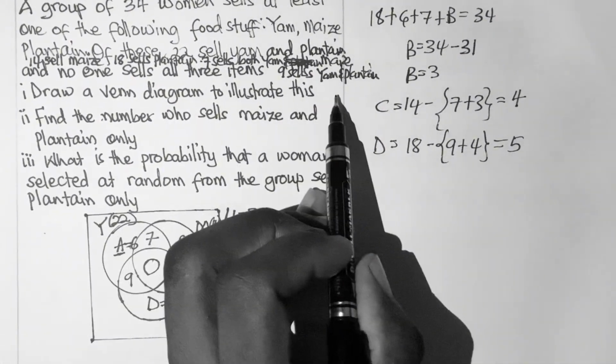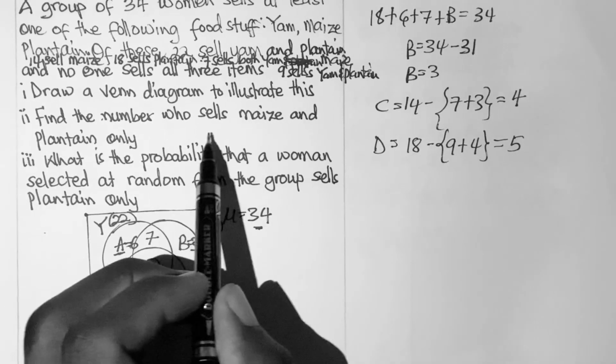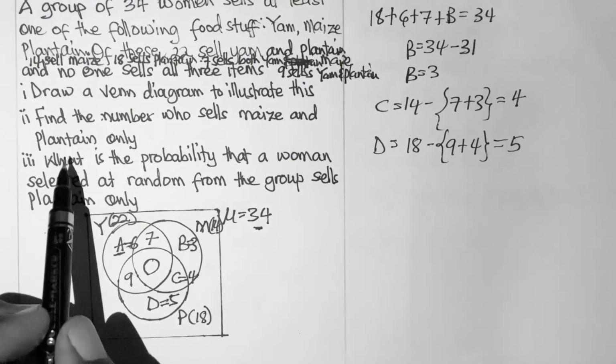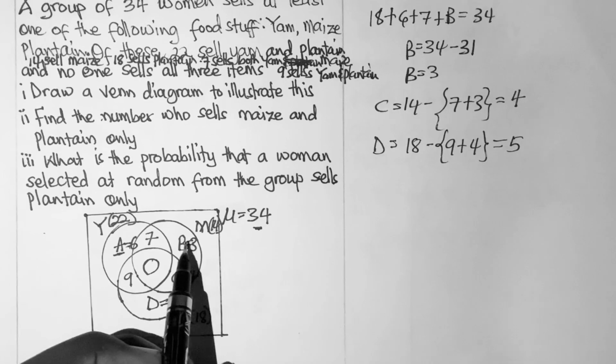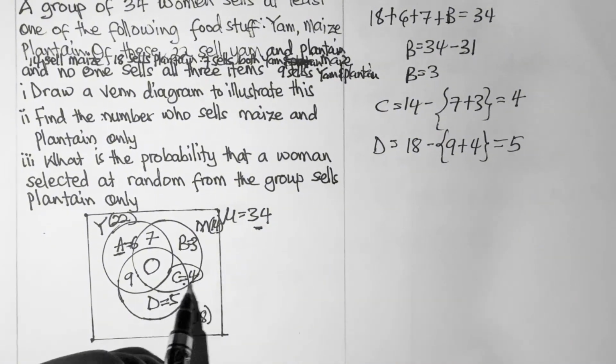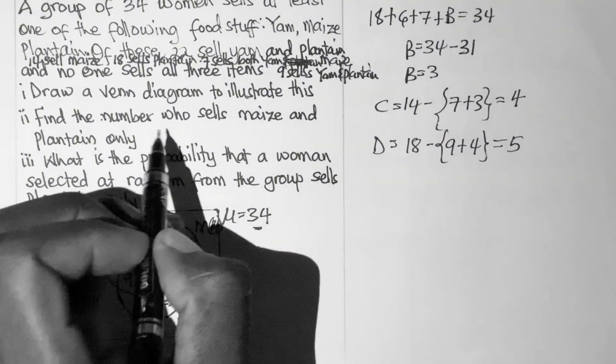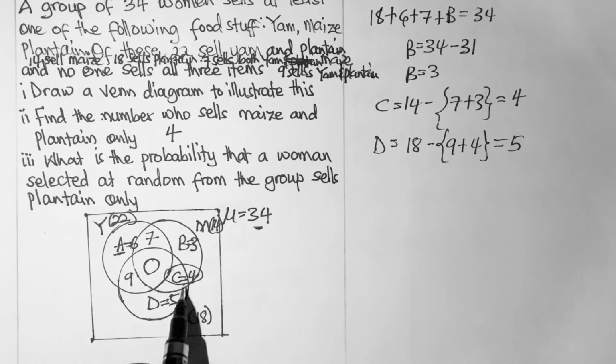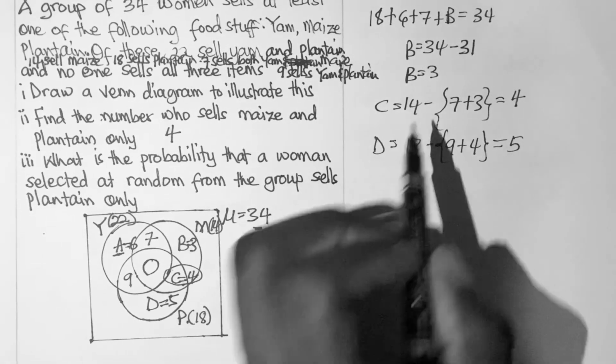So we've drawn a diagram to illustrate that. Find the number who sells maize and plantain only. So here's maize and then plantain. Maize and plantain only, so it is 4. So maize and plantain only is 4. That is C, and this is what we did for C.